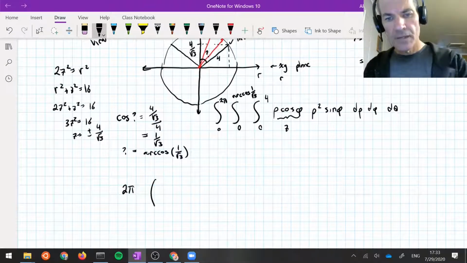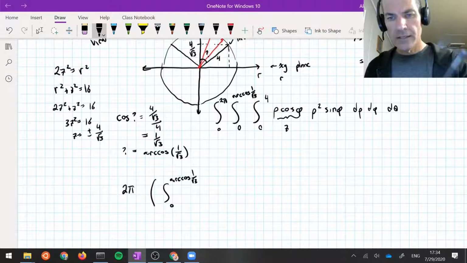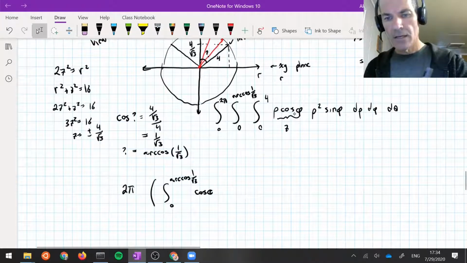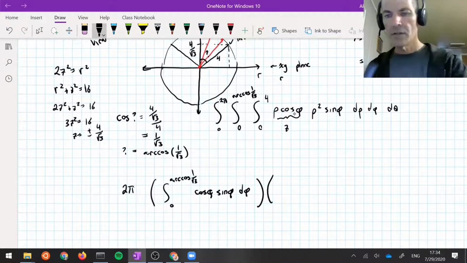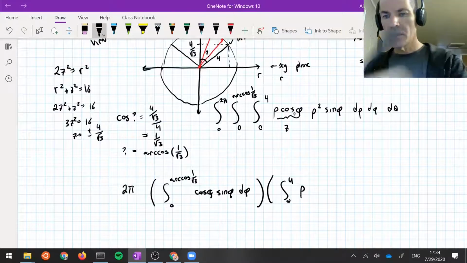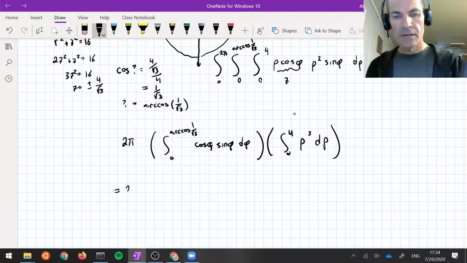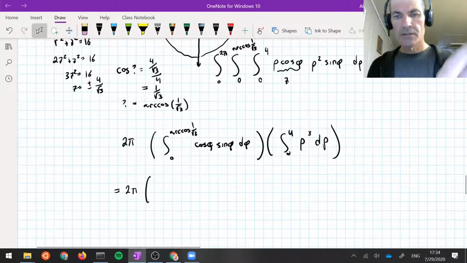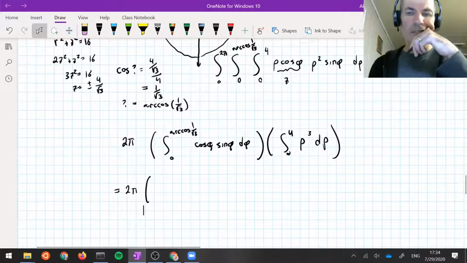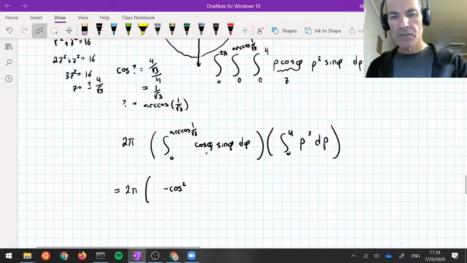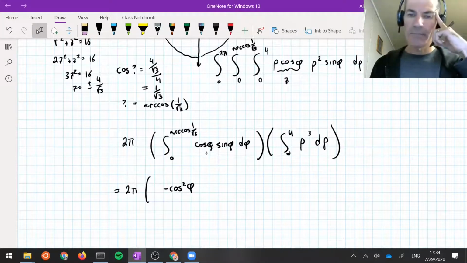So we get theta, we get 0 to arc cosine 1 over root 3. What's that going to be? Cosine phi, sine phi, d phi, times 0 to 4 rho cubed d rho. And we can do all these integrals separately. 2 pi. This integral in the middle, let's integrate this guy so that we get minus cosine squared phi, right?